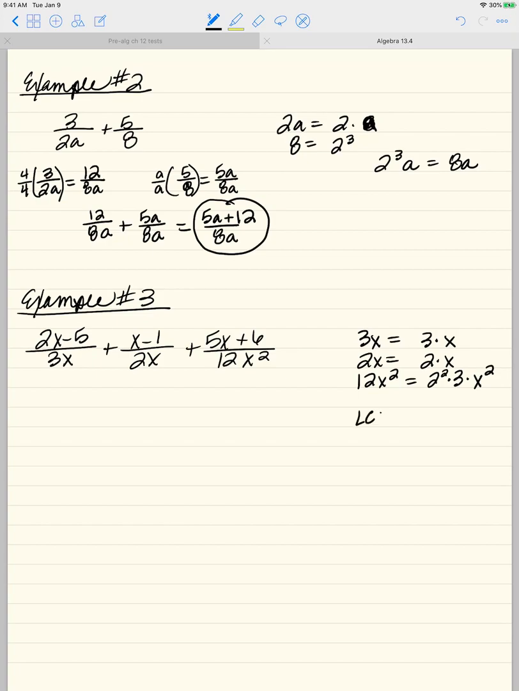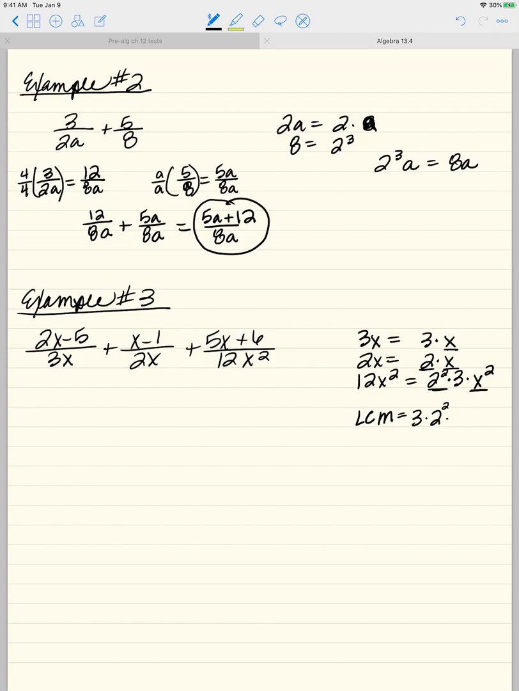Least common. Sorry about that. So we have a 3 and a 3. Just take one of them, okay? We have a 2. Sorry, we have a 2 squared because we have 2 squared versus 2. 2 squared is the highest power. Then we have an x, and we have an x squared.